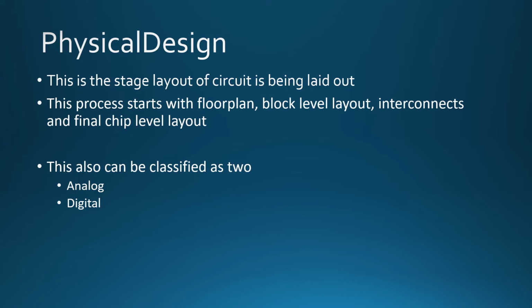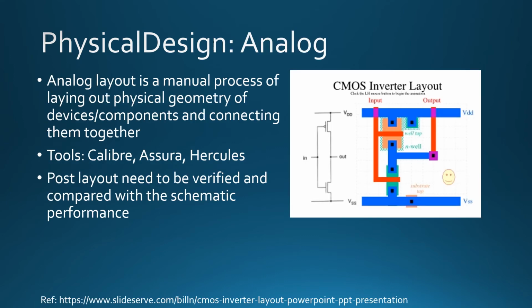This can also be classified into analog and digital parts. In digital terms, it is called physical design. The physical design aspect of an analog circuit is basically known as analog layout. Analog layout is the manual process of laying out the physical geometry of devices or components and connecting them together.